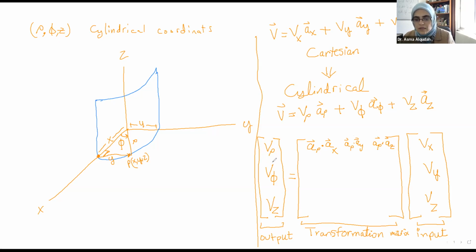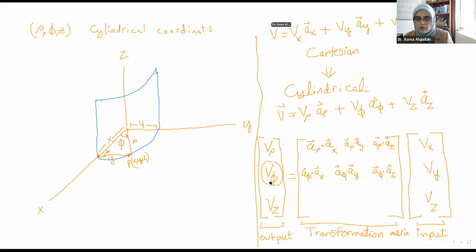Now we move to V sub phi. V sub phi is the result of multiplying the second row with this column. So the entries here should be A sub phi dotted with A sub x, and then A sub phi dotted with A sub y, and then A sub phi dotted with A sub z.